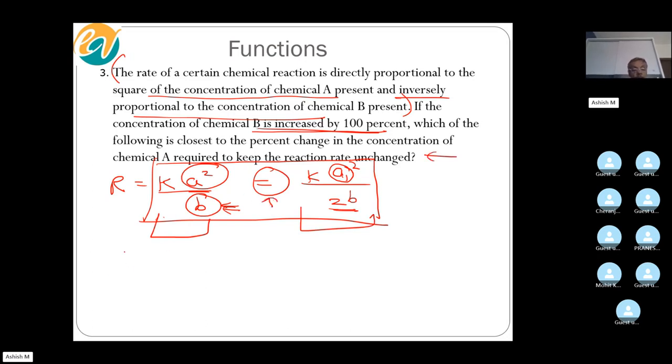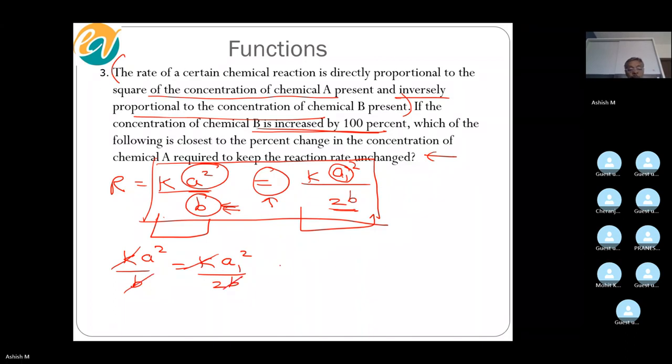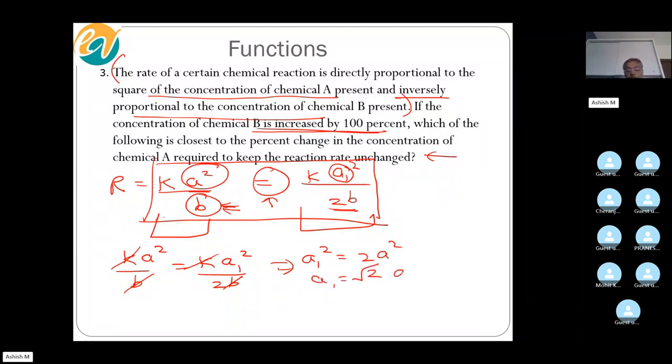So now I think this should not be too difficult. K A square upon B is equal to K A1 square upon 2B. Notice K and K get cancelled, B and B get cancelled. So A1 square is equal to 2A square. So A1 will be how much? Root 2 A, and by the way, root 2 is 1.41. Root 2 is 1.41, correct?